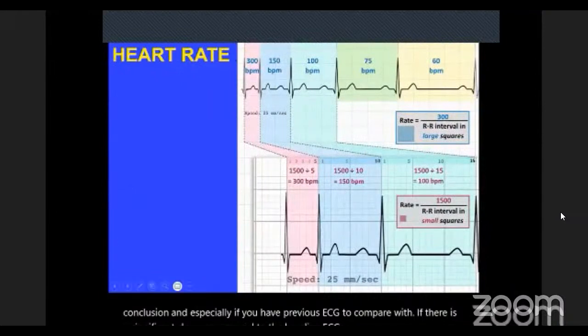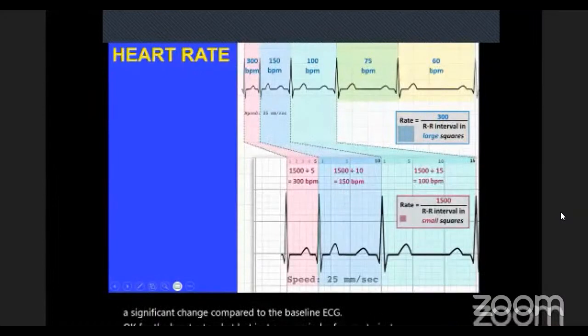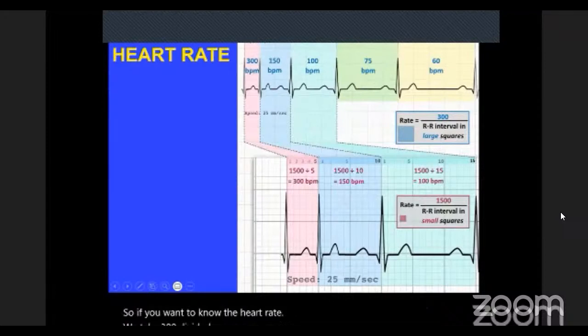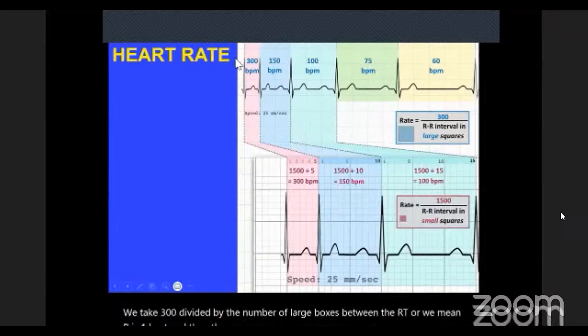Okay, for the heart rate, you know it well, but just as a reminder, to quickly get the heart rate, we know that 5 large boxes is 1 second, so in 60 seconds, we have 300 large boxes. So if you want to know the heart rate, we take 300 divided by the number of large boxes between the R to R. One R is 1 beat and the other R is another beat. So if the distance between one R and another is 1 large box, 300 divided by 1, it's 300 beats per minute.